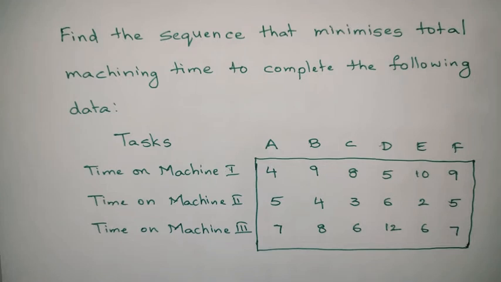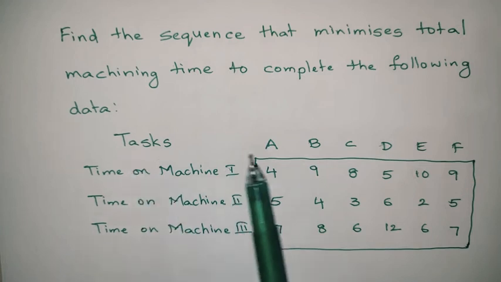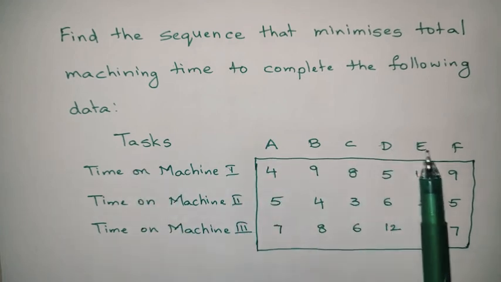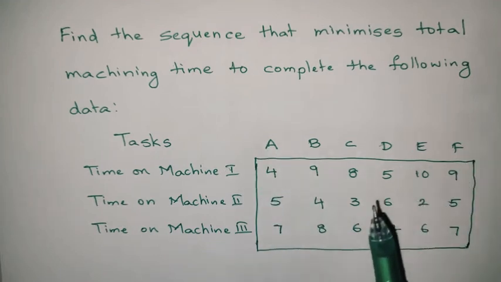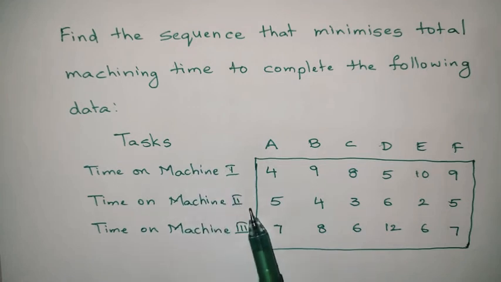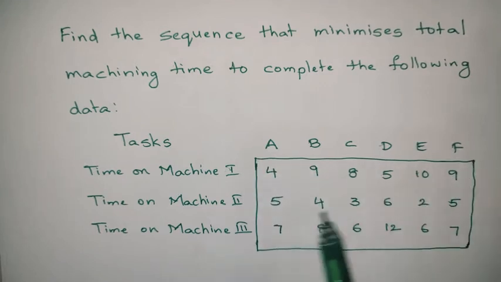So here the number of jobs, or tasks to be performed, is 6: 1, 2, 3, 4, 5 and 6, and these 6 tasks have to be performed on 3 machines: machine 1, machine 2, machine 3, and the process times of each job on the 3 machines are given to us.